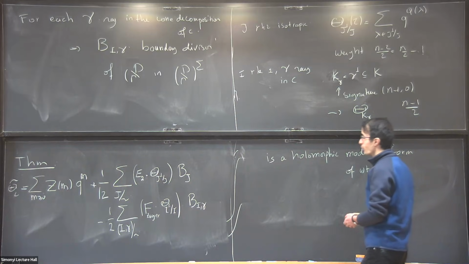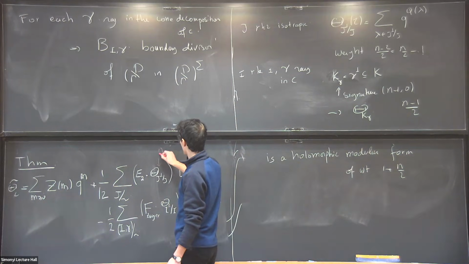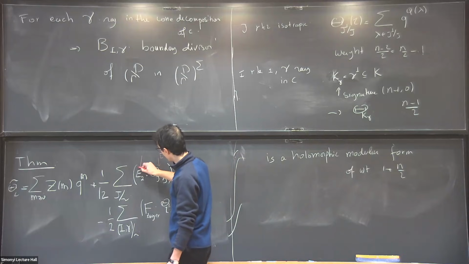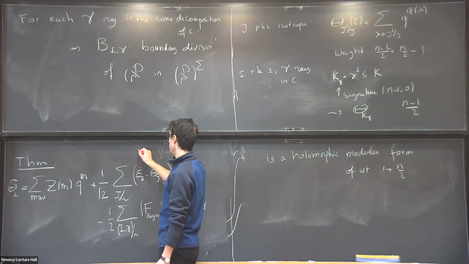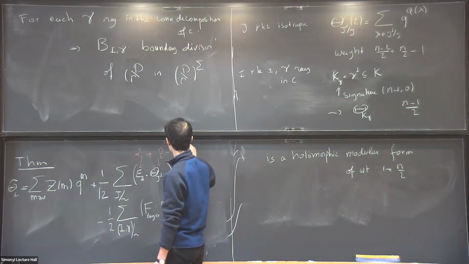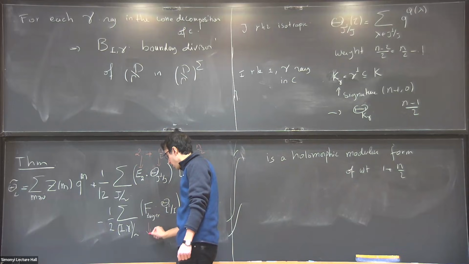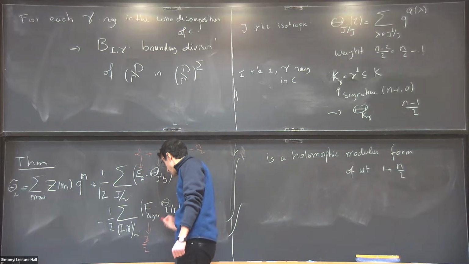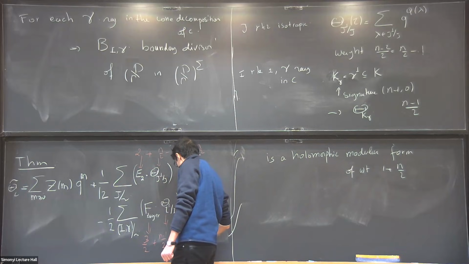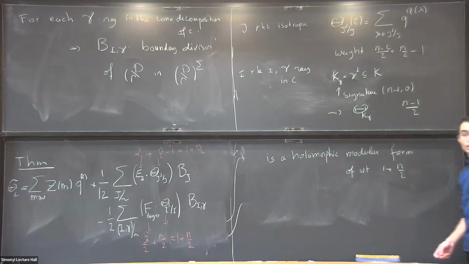Let's make sure that the weights match up. I said that this has weight n over 2 minus 1. E2 has weight 2. So when you multiply two things, you add their weights and you get weight 1 plus n over 2. So this matches up. And then the Zagier series has weight 3/2. This has weight (n minus 1) over 2. So when you sum them, you get indeed something with weight 1 plus n over 2. So all the weights match up.